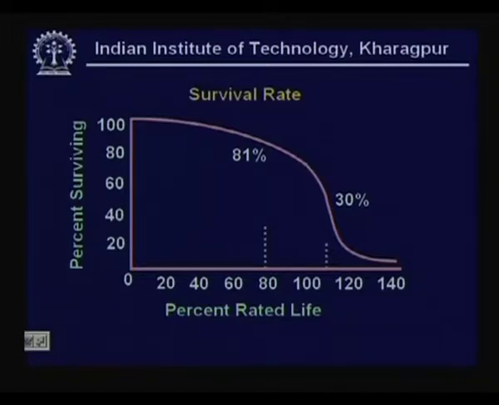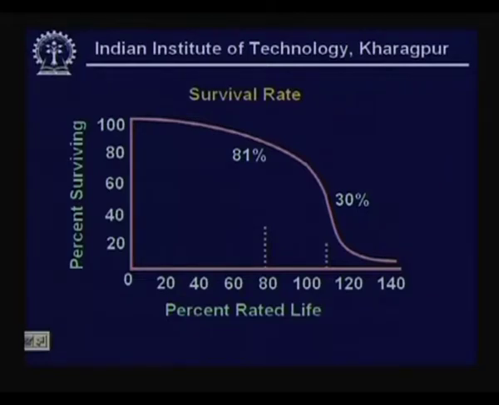As you can see, supposing I have produced about 100 lamps, about 81% of them survive more than 80% of the rated life, and less than 30% survive at about 110%. This is a very important issue. So, if I have 100 units developed, it is only 80 units that can really be expected to give full life. In fact, this does tell us in a system what kind of replacement schedules one has to adopt.